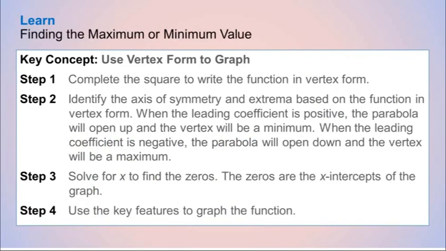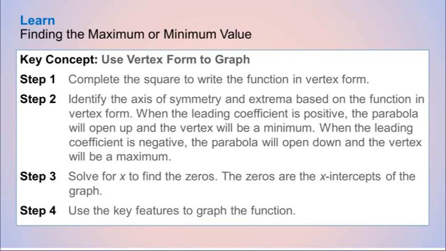Next is find the maximum or minimum value, which really means find the y-coordinate of your vertex. How are you going to do this when it's in vertex form? You're going to complete the square to write the function in vertex form, and then you're going to identify the axis of symmetry and the extrema based on the function in vertex form. When the leading coefficient is positive, the parabola will open upward and the vertex will be a minimum. When the leading coefficient is negative, the parabola will open down and the vertex will be a maximum.